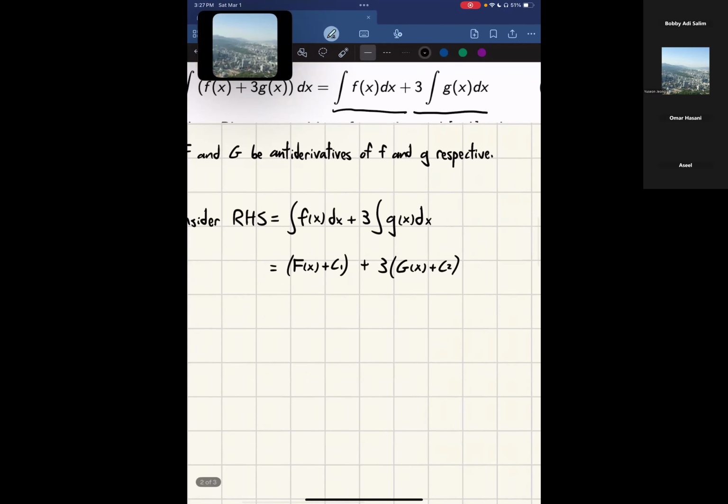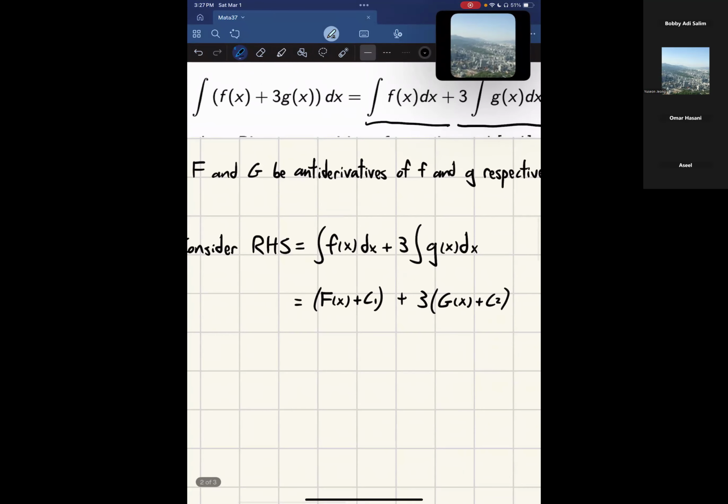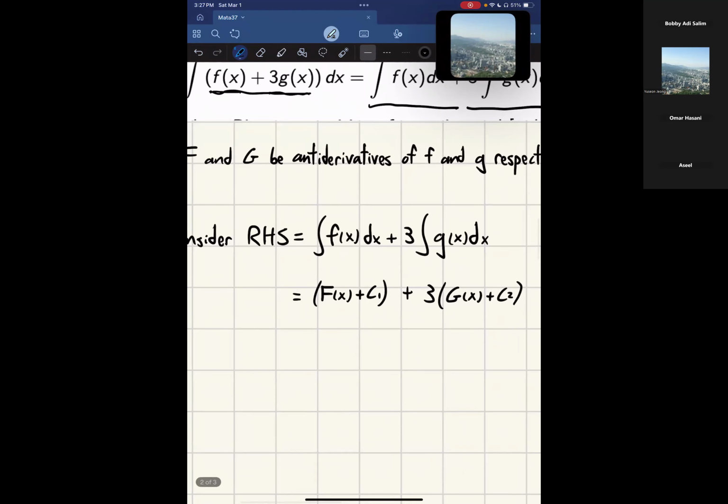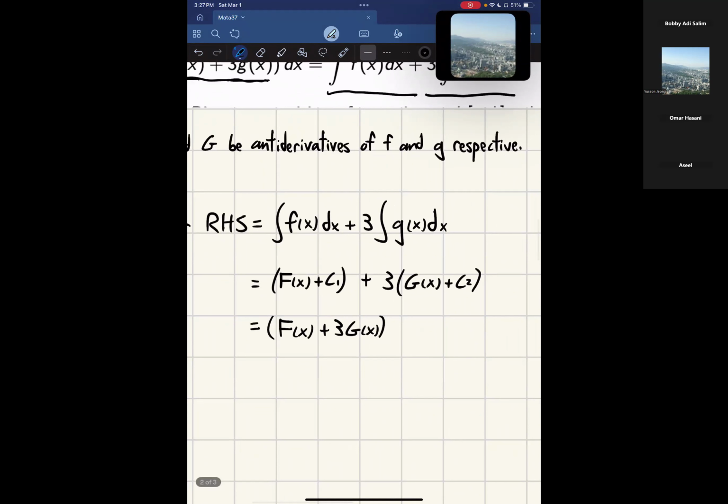Okay. And now we want to group these into one single integral definition. So what we're going to do is start by grouping our f of x plus 3g of x, because we know that's the thing we're trying to show. So if I group big F of x plus 3 times big G of x together, we get this. And what's left over is plus C1 plus 3 times C2.